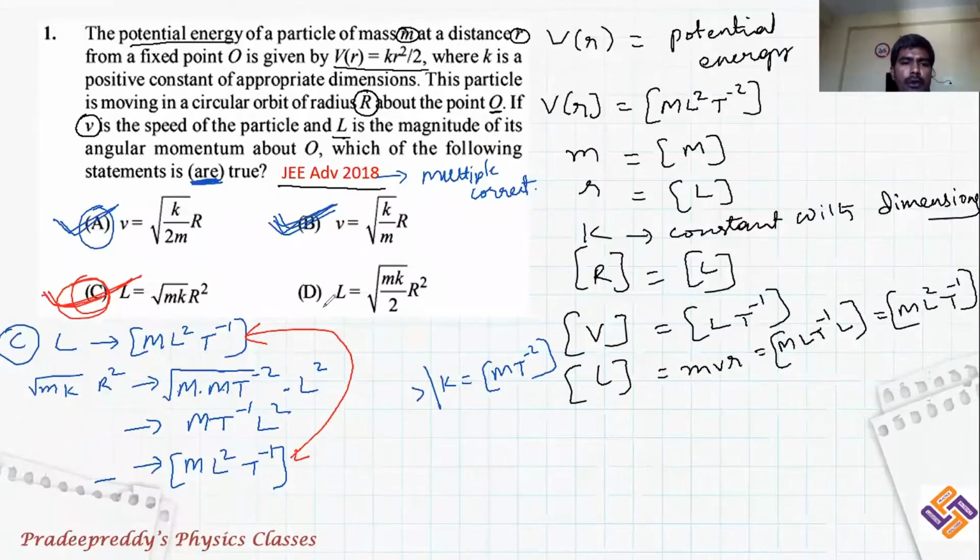Right? Now coming to option D. Coming to option D, we have root mk by 2 r square. See, the difference between option C and option D is only this 2. And 2 has nothing to do with dimensions. So option D is also correct. So all these 4 equations are dimensionally correct. So you can select option A, option B, option C and option D. This is a multiple correct answer type question asked in the JEE Advanced exam.